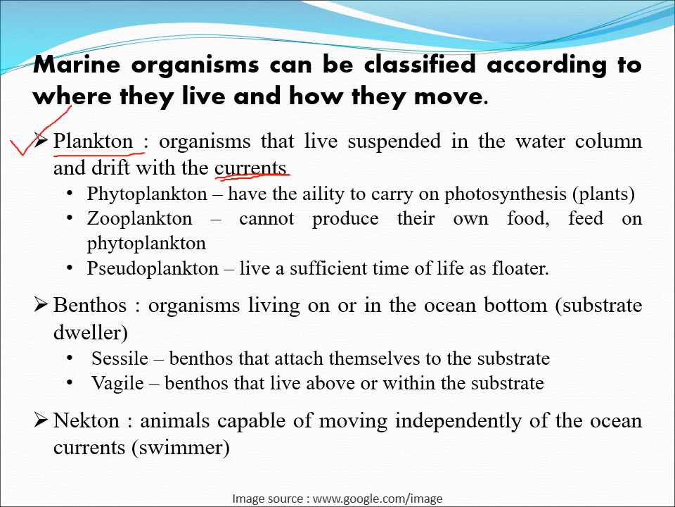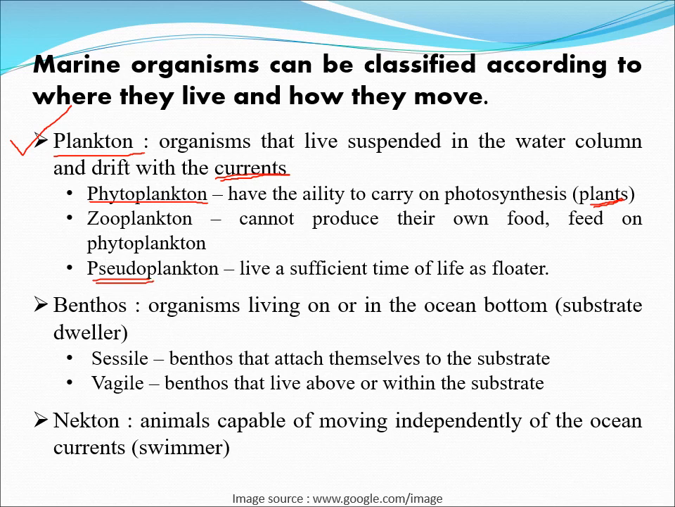Among the planktonic, there are three groups. One is phytoplankton, that means those planktons of plants, those planktons who can do photosynthesis. There are zooplanktons, that is planktons of animals, that means they cannot produce their own food, feed on phytoplanktons. And the other type is pseudoplankton. This is, as we know, pseudo means false.